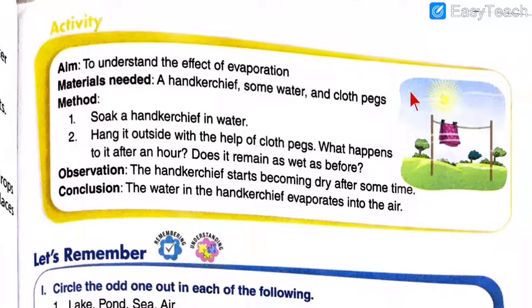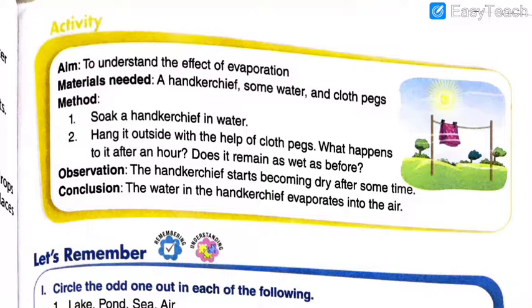How? The materials you need are a handkerchief, some water, and cloth pegs. The method is: soak a handkerchief in water, and hang it outside with the help of the cloth pegs. That means the clips you use to hang the cloth which is full of water.